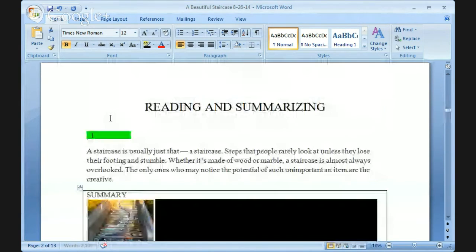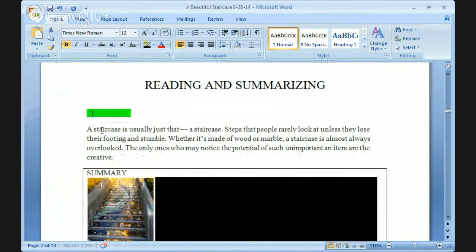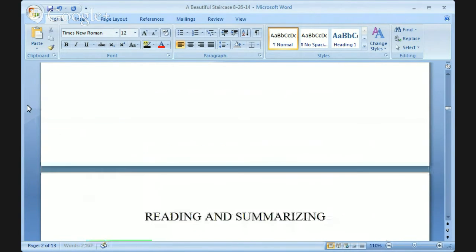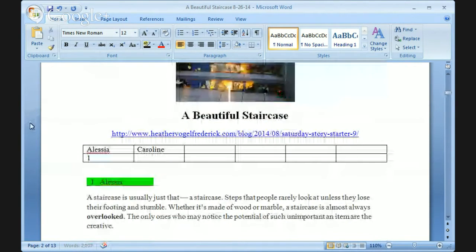And let's see. So I'm going to start here, but this is what you just read, Alicia. A staircase is usually just that, a staircase. Steps that people rarely look at unless they lose their footing and stumble. Whether it's made of wood or marble, a staircase is almost always overlooked. The only ones who may notice the potential of such an unimportant an item are the creative. Now, Alicia, as you read that, can you summarize for me what you read?